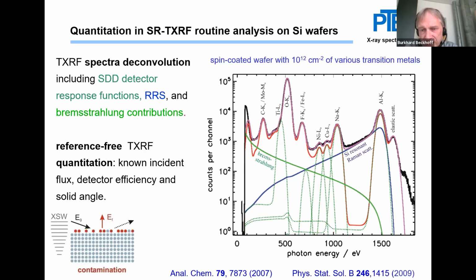So it's a physical model of the detector, with physical background contributions like the resonant Raman scattering part, and the deconvolution of the spectrum. When you know then the incident photon flux, detector efficiency, and solid angle, you can do a TXRF quantification without the need for one-element or multi-element solutions that are put on a sample.